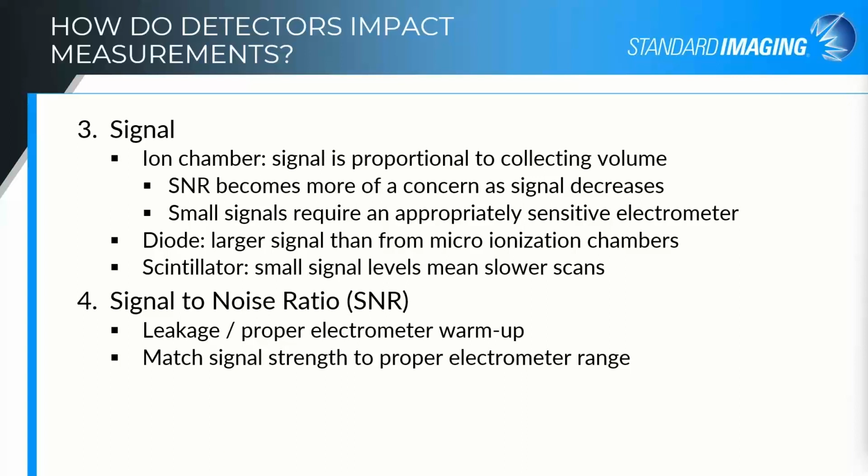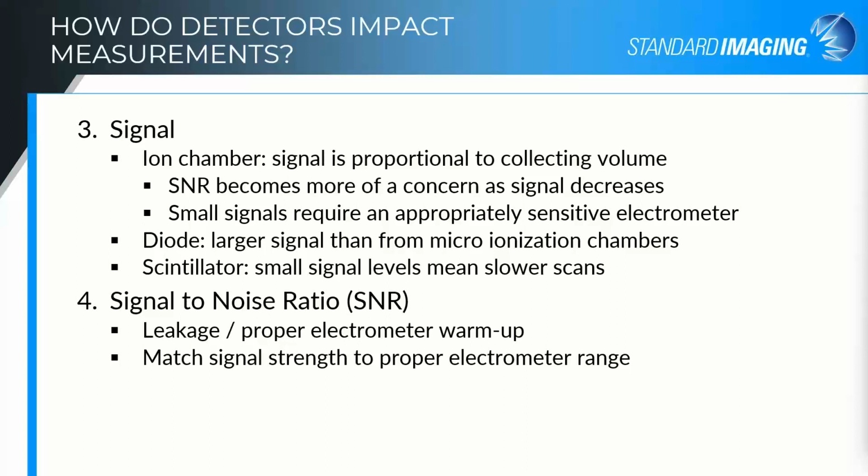And definitely those small signals require an appropriately sensitive electrometer. So if you have a water tank that's really only designed for higher signal or optimized for the 0.125 cubic centimeter scanning chambers, it may not be as sensitive as it should be for extremely small ion chamber type measurements. For a diode, you do get a much larger signal usually than you do from the micro-ionization chambers. That is one of the advantages of scanning with diodes, because that puts them nicely into the range of signals that can be measured easily and accurately by your water tank electrometer.